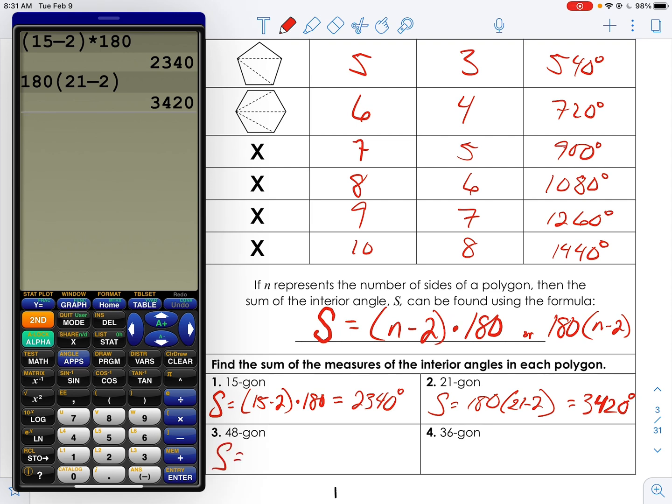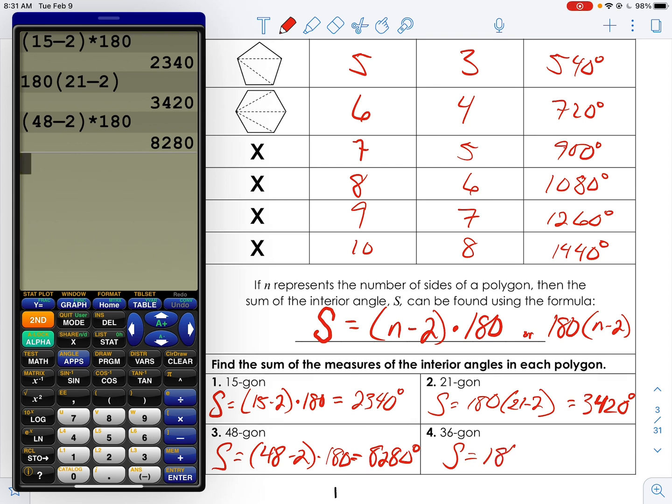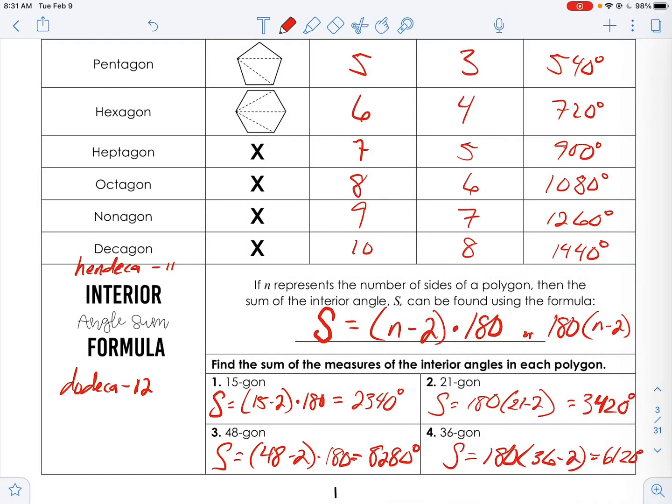A 48-gon, the sum total equals 48 minus 2 times 180. I switched back to the other form again, so let's see, 48 minus 2 times 180, 8,280 degrees. And then our last one, 36-gon, the sum total equals 180 times 36 minus 2. So 180 times 36 minus 2 is 6120. And it should be less than a 48-gon, and it should be more than a 21-gon, and it's between them, so that makes sense, which is good.